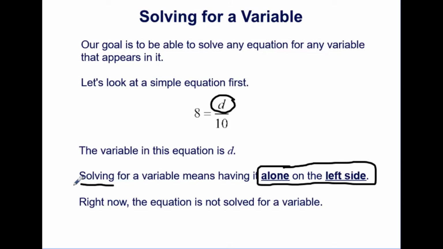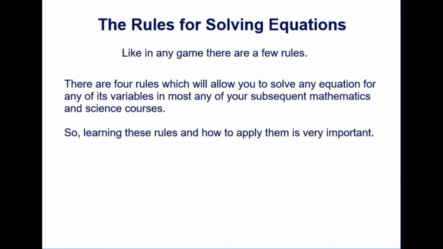So right now the equation is not solved for a variable because the variable is on the right side and it is not alone, it is divided by t. Like in any game, there are a few rules.